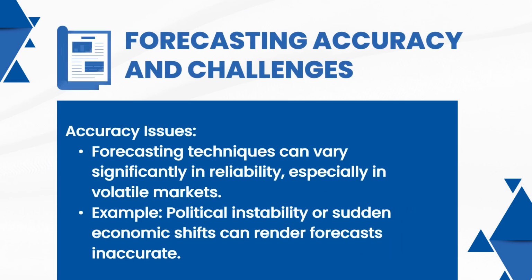Forecasting exchange rates is never 100% accurate. There are many variables at play, from political changes to sudden market shifts, that can affect exchange rates unpredictably. Even the most reliable techniques can struggle in volatile markets. For example, events like political instability or sudden economic downturns can cause unexpected changes that render even the best forecasts inaccurate. This is why it's important to understand the limitations of each forecasting method.